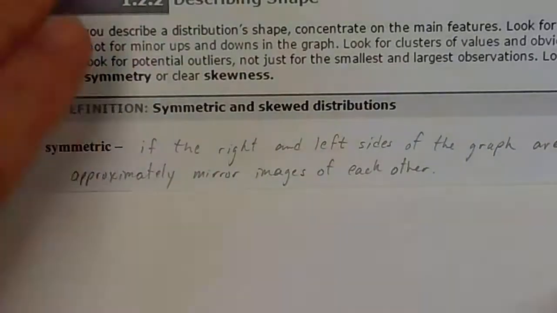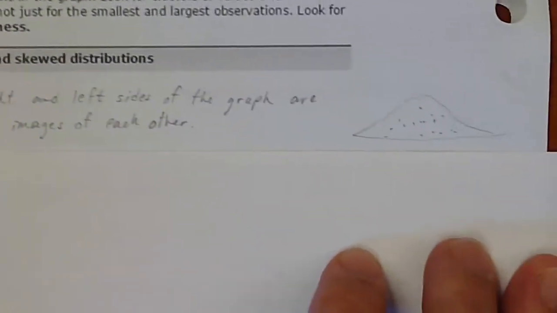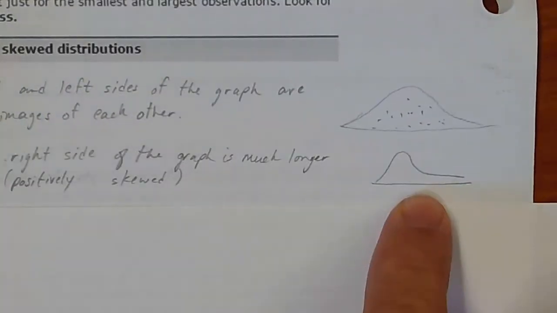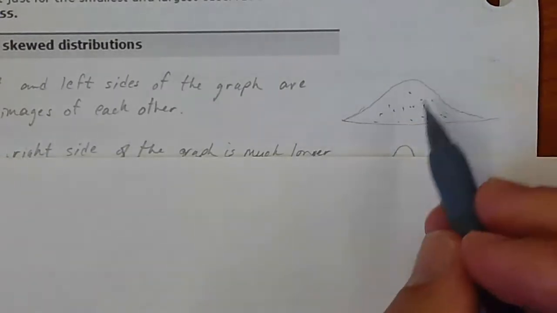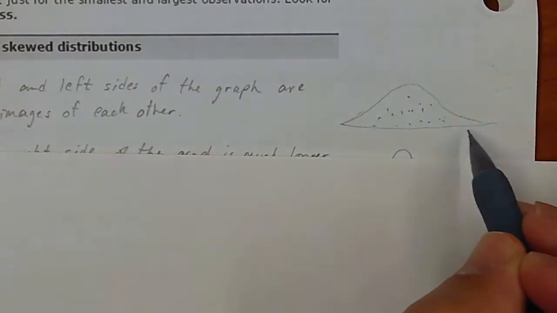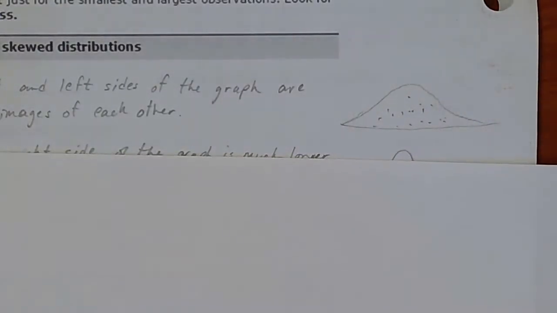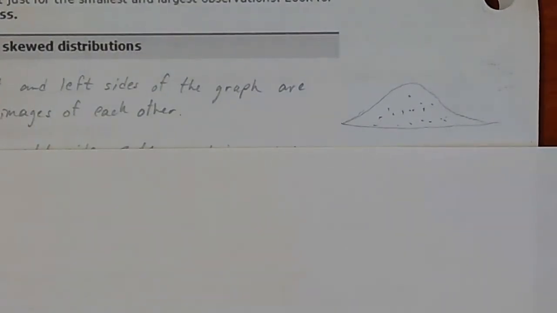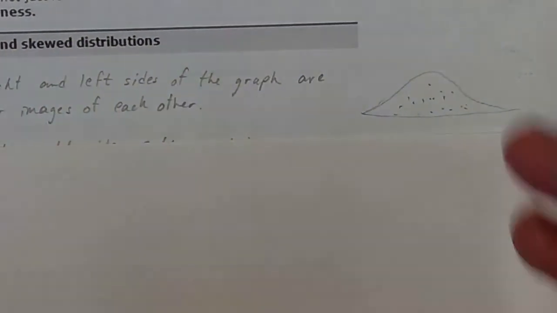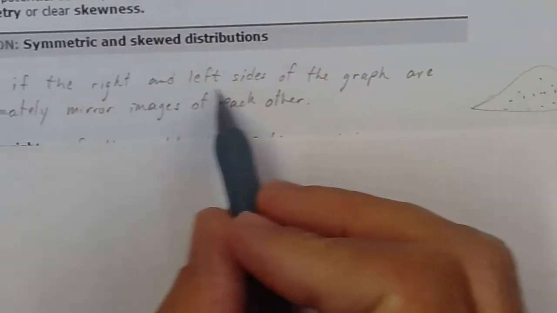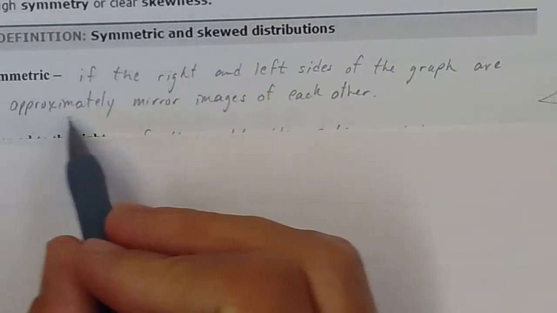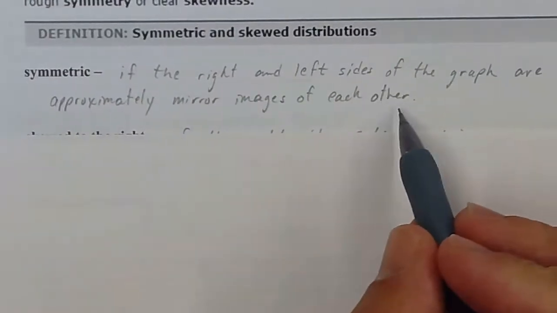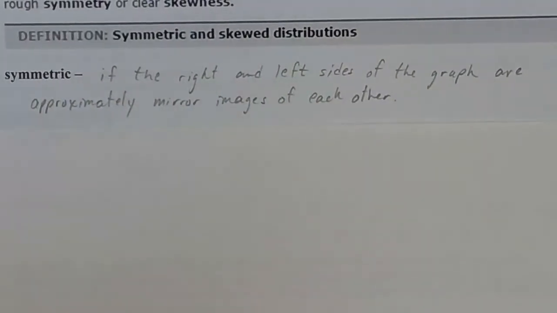If it appears symmetric, and you want a little visual aid, it might look something like this compared to the others that are skewed. But it's just roughly symmetric. It doesn't always have to be perfectly symmetric. Very few distributions with raw data are perfectly symmetric, so a lot of times we'll say roughly symmetric. If the right and left sides of the graph are approximately mirror images of each other, we say it's a symmetric distribution or roughly symmetric.